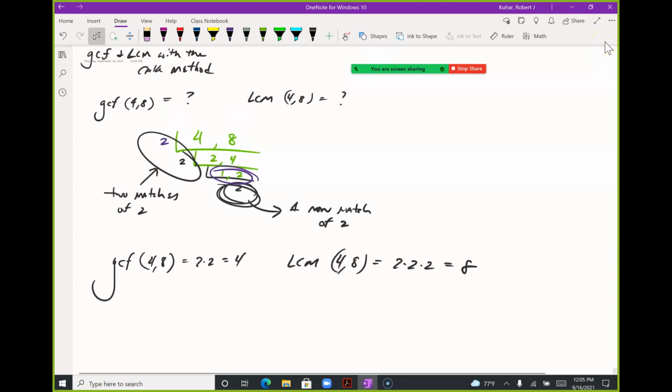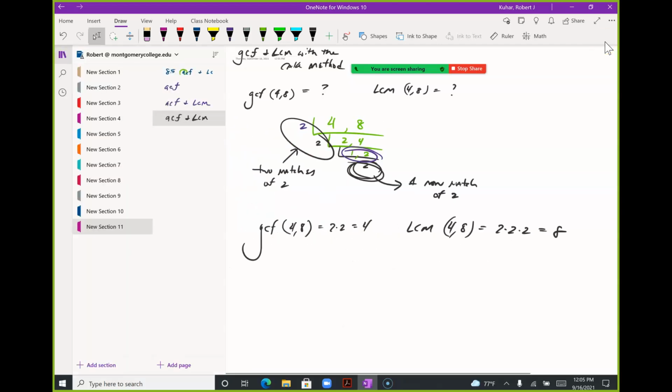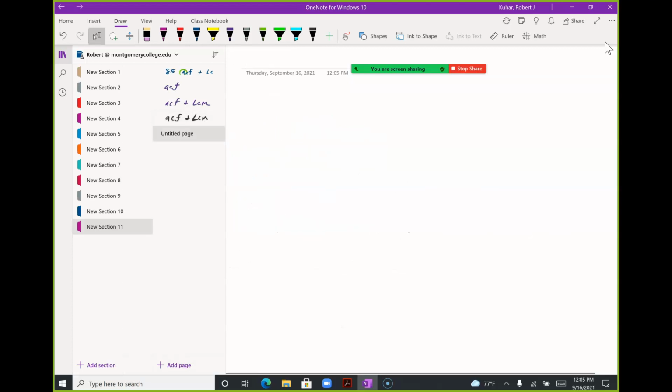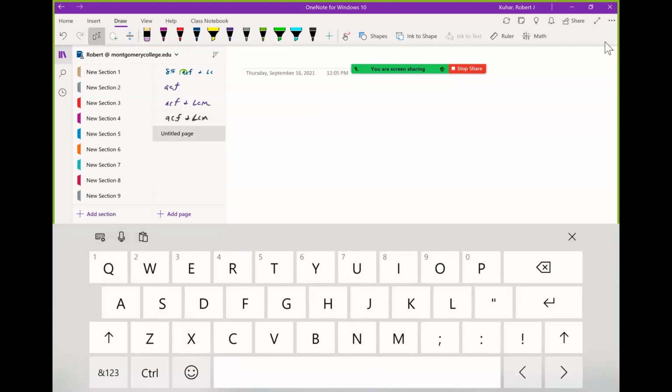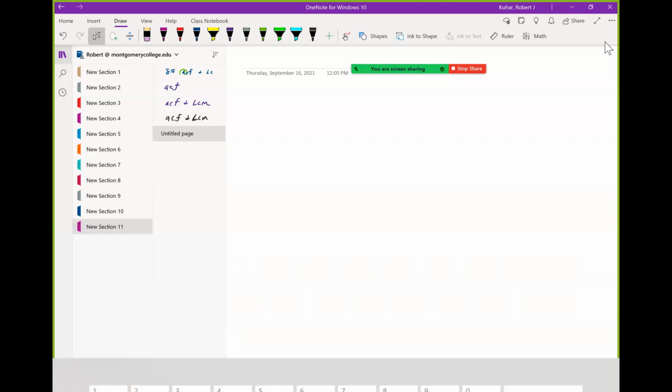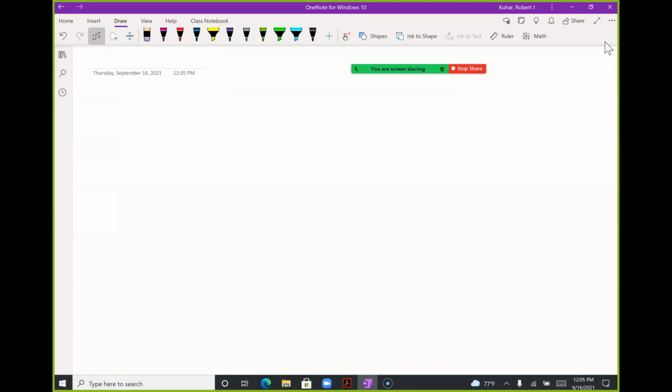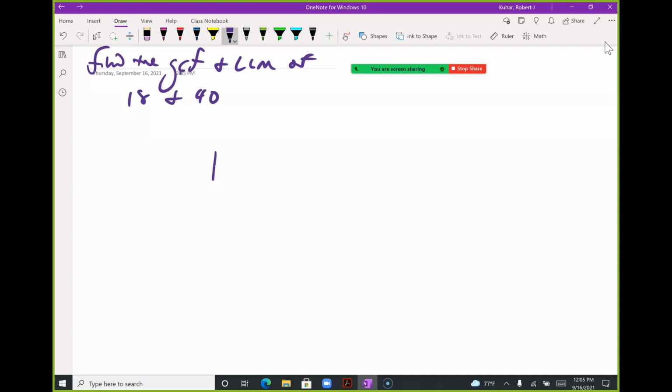All right, let's do a more difficult one. Ready? Let's do 40 and 18, or 18 and 40. So we want to find the GCF of 18 and 40 and the LCM of 18 and 40, right? So we start with our first layer of the cake, and we throw in our 18 and our 40.